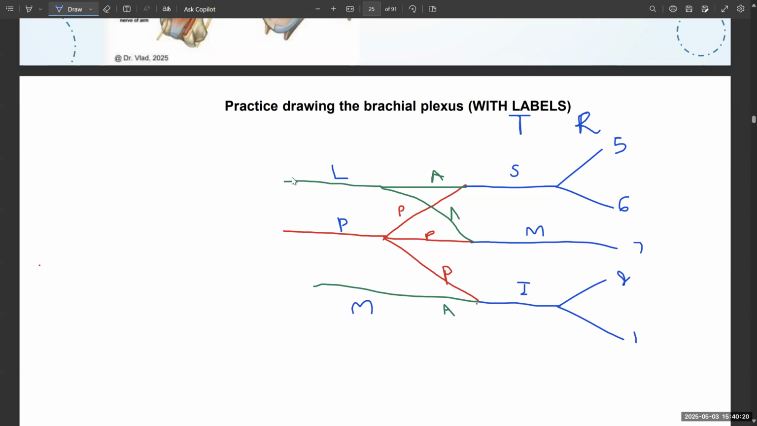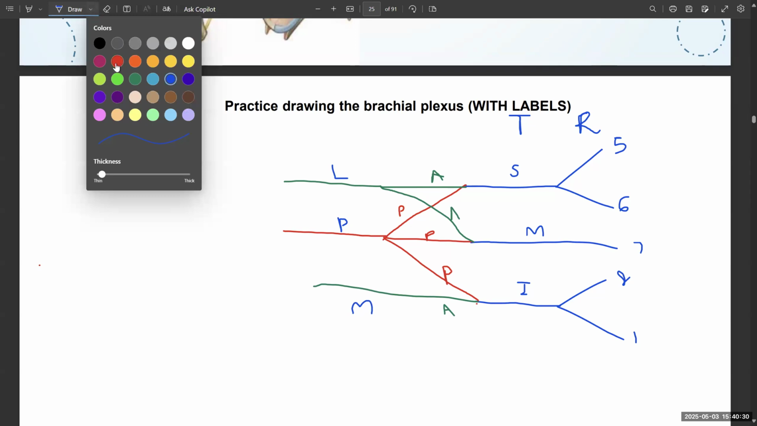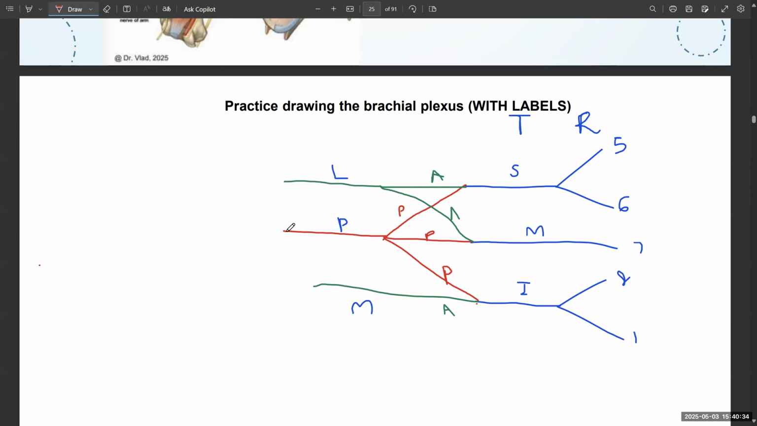Yippee! Okay? And now we want to finally make the branches. So let's start with the posterior cord. Again, this is the easiest. I'm going to use red. You know why? Because the posterior cord doesn't join with anything. It just goes straight ahead like that, and it forms the radial nerve.